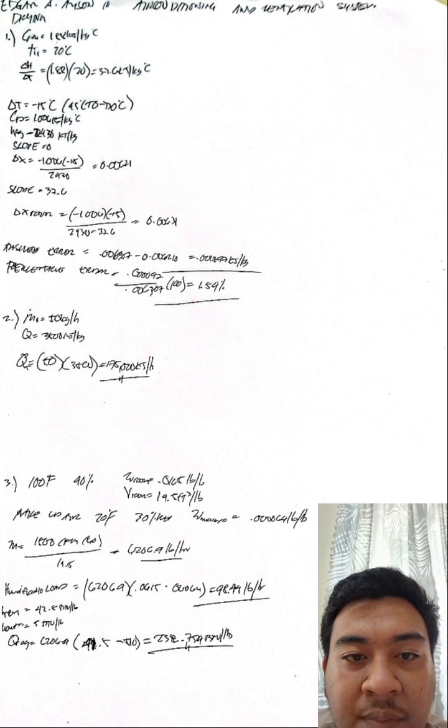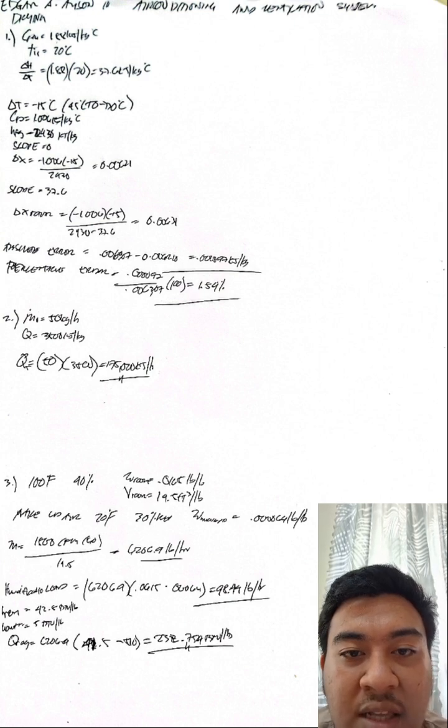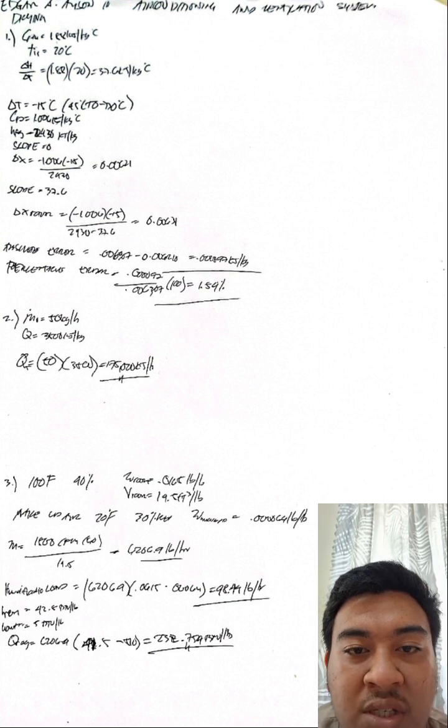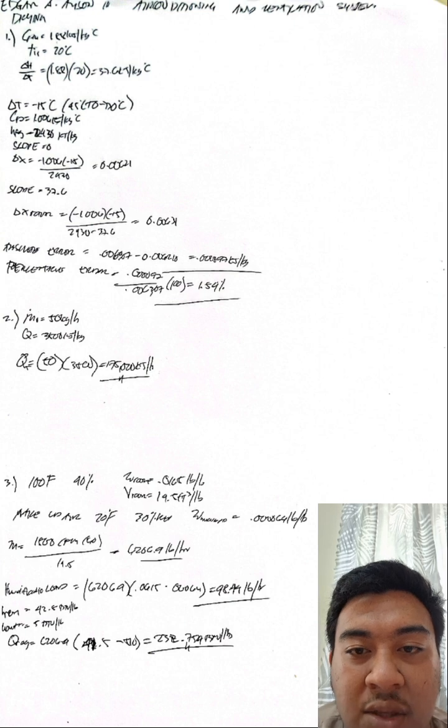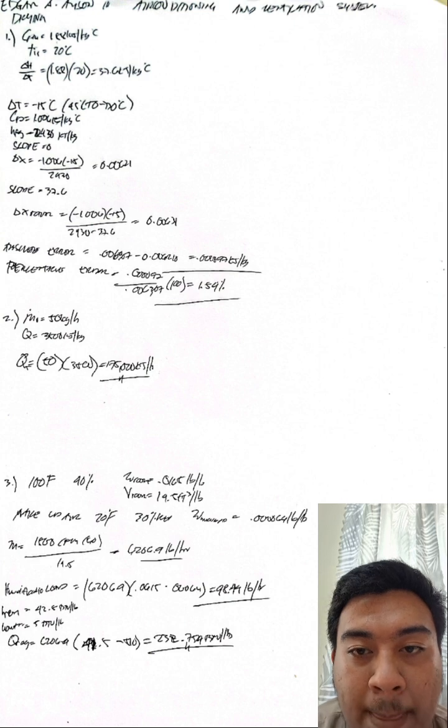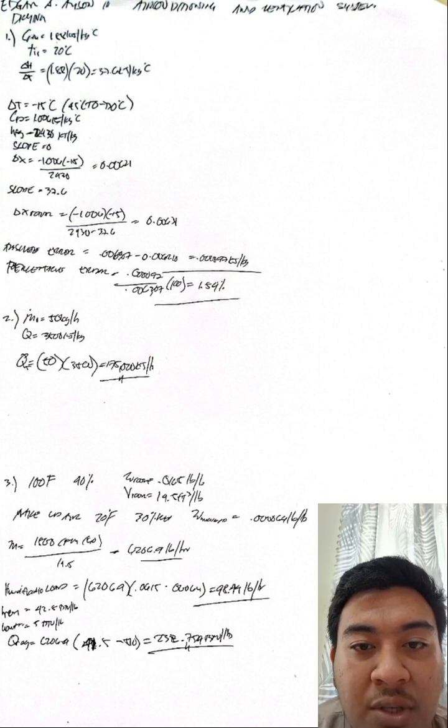1,500 CFM times 60 gives us 90,000 cubic feet per hour. Then divide it by the specific volume, which is 14.5. So we get the answer of 6,206.9, or 6,207 rounded up, pounds per hour of air. So next, the moisture load.